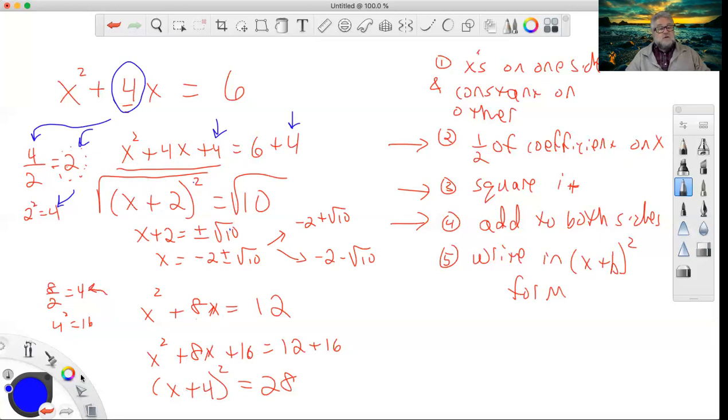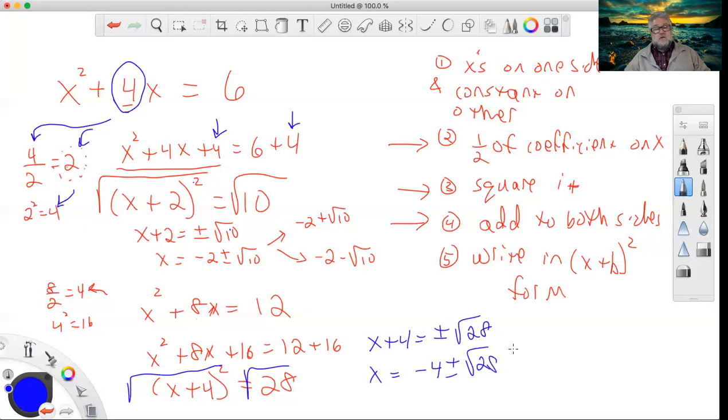So down here, if we look at x squared plus 8x equals 12, now I would take a square root and I would get x plus 4 equals plus or minus radical 28. x equals minus 4 plus or minus square root of 28, which means the solutions to this equation are minus 4 plus square root of 28 and minus 4 minus square root of 28.